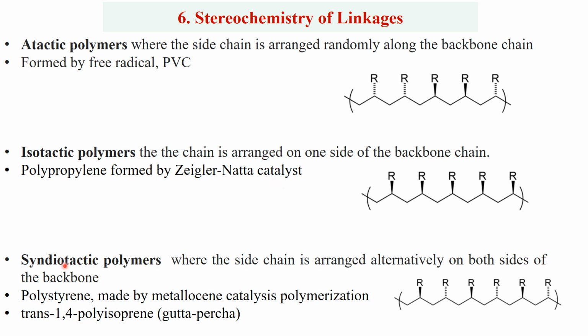Third is syndiotactic polymers, where the side chains are arranged alternatively on both sides of the backbone. For example, polystyrene made by metallocene catalysis polymerization, and second is trans-1,4-polyisoprene. It is also called gutta-percha polymer.